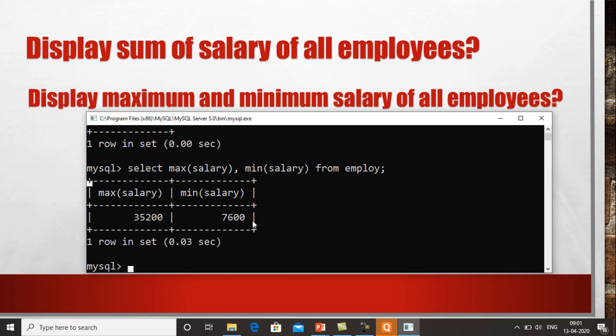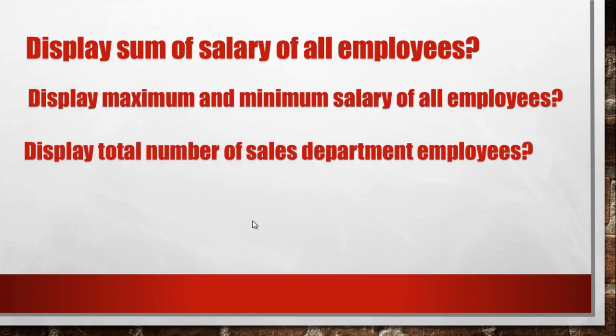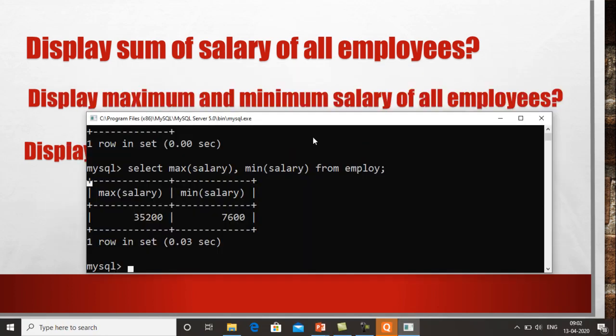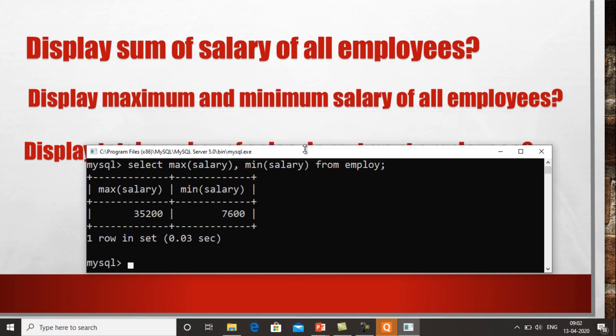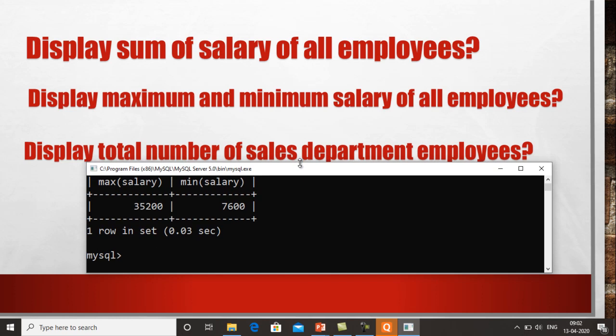So in this way we can find the maximum and minimum value. Now what will be the next question for us? The next one is display total number of sales department employees. Okay. So let's see how we can write the answer of this question. It is given to find the total number of sales department employees. So it means I have to count the total number of employees.